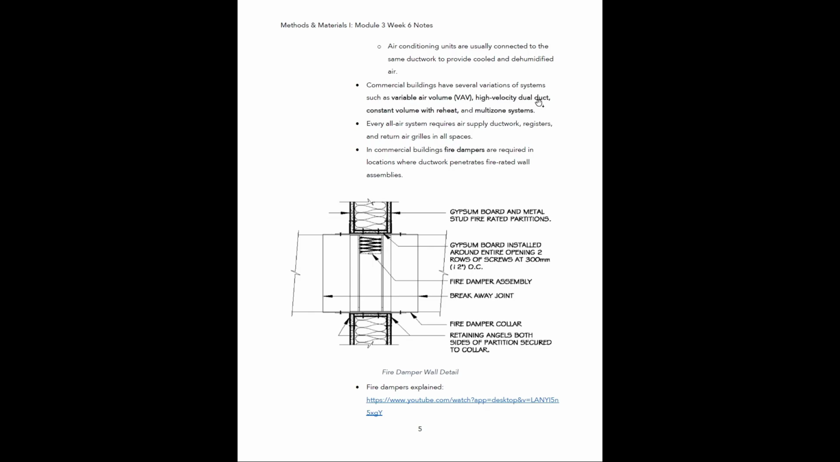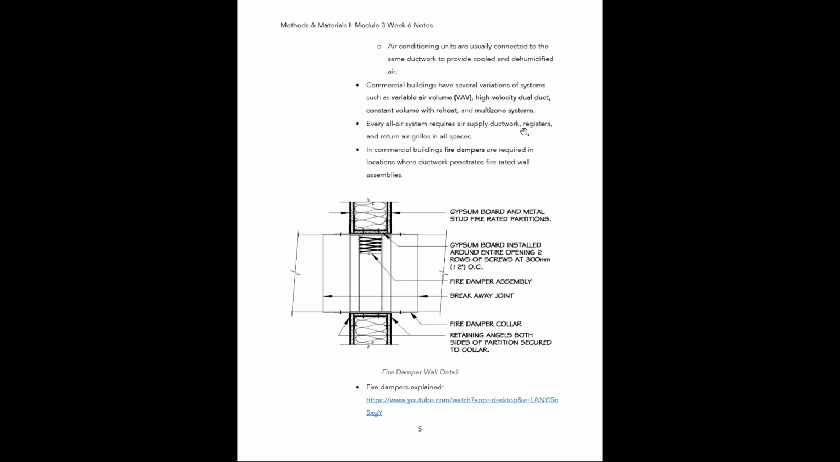In commercial buildings, we have several variations of systems such as variable air volume, high velocity dual duct, constant volume with reheat, and also multi-zone systems, okay? So just be familiar with this terminology. You don't necessarily know what all these are, but you might hear them come up down the road. So here you heard them first. These are some of the common systems you'll run into.